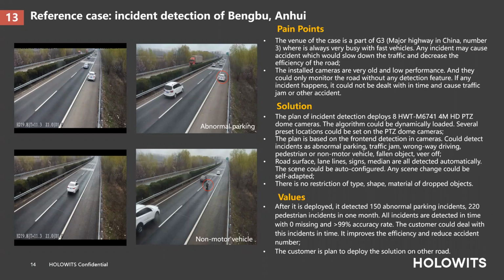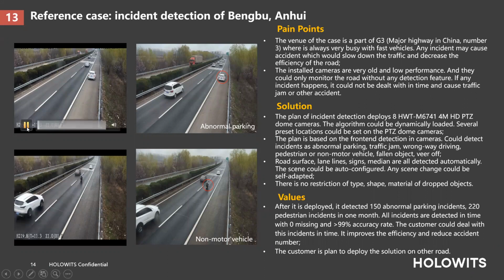It can detect incidents such as abnormal parking and traffic jam, wrong-way driving, pedestrians, and fallen objects with these 3 algorithms. And for the road surface, lane lines, signs, and median are all detected automatically. So the scene can be auto-configured, and any scene change can be self-updated. And there is no registry of the type, shape, and materials of the dropped objects.